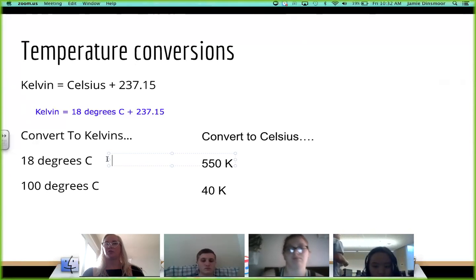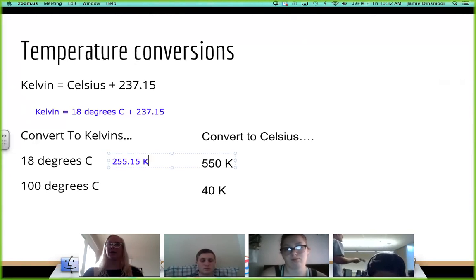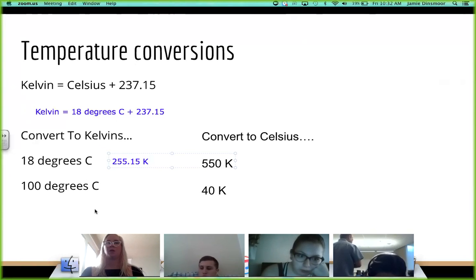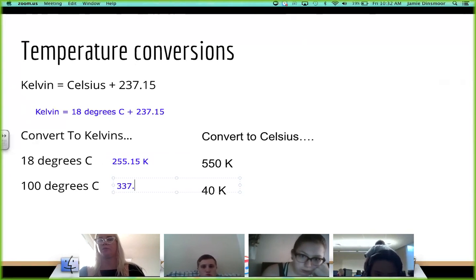Okay, so for our first one, excellent, we got 255.15 Ks, or kelvins, right? All we did was take 18 and add it to 237.15. What about for our second one? Thank you, 337.15 Ks, right? All we did was add 100 to 237.15.